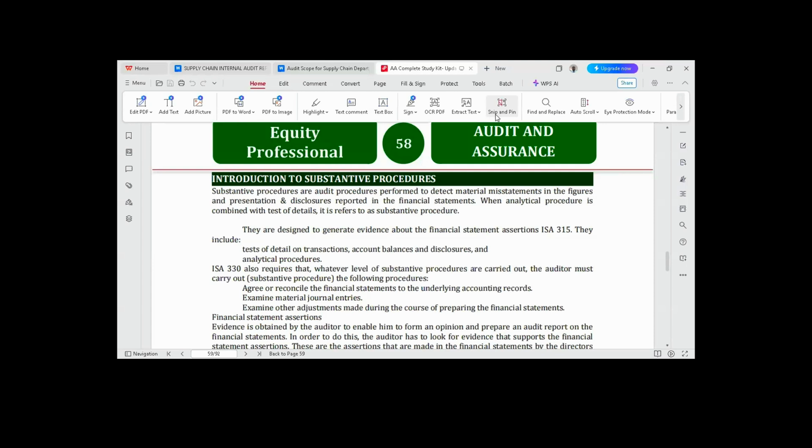But where the reverse is the case, they will need to get more audit procedures carried out.